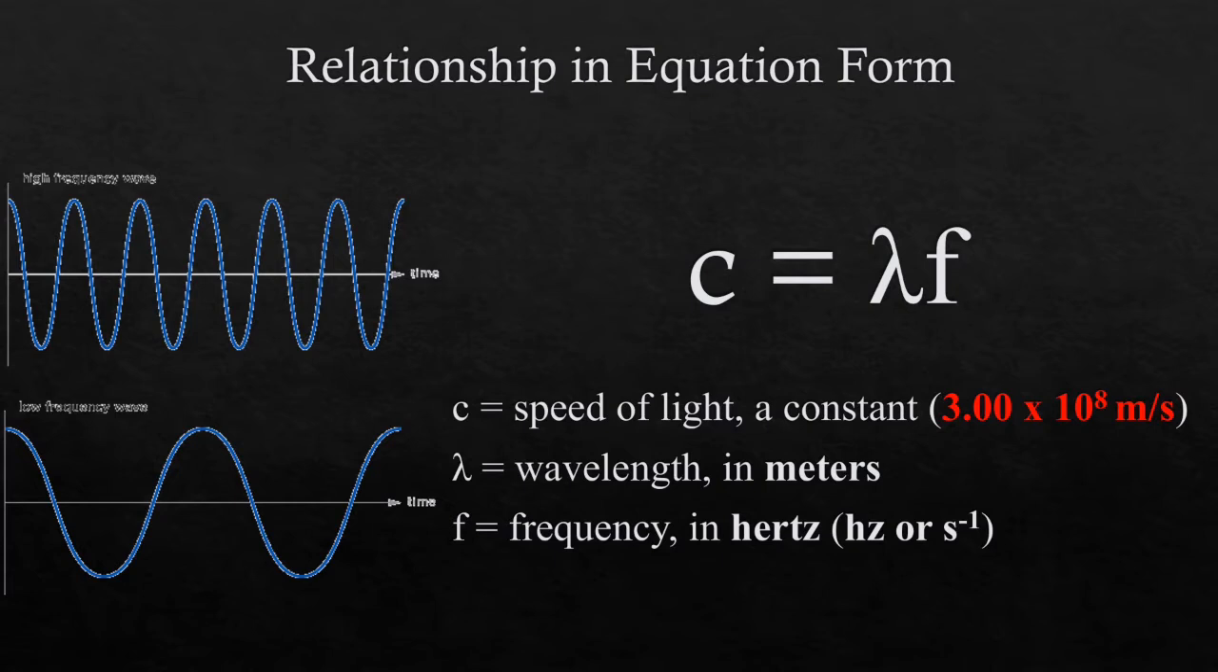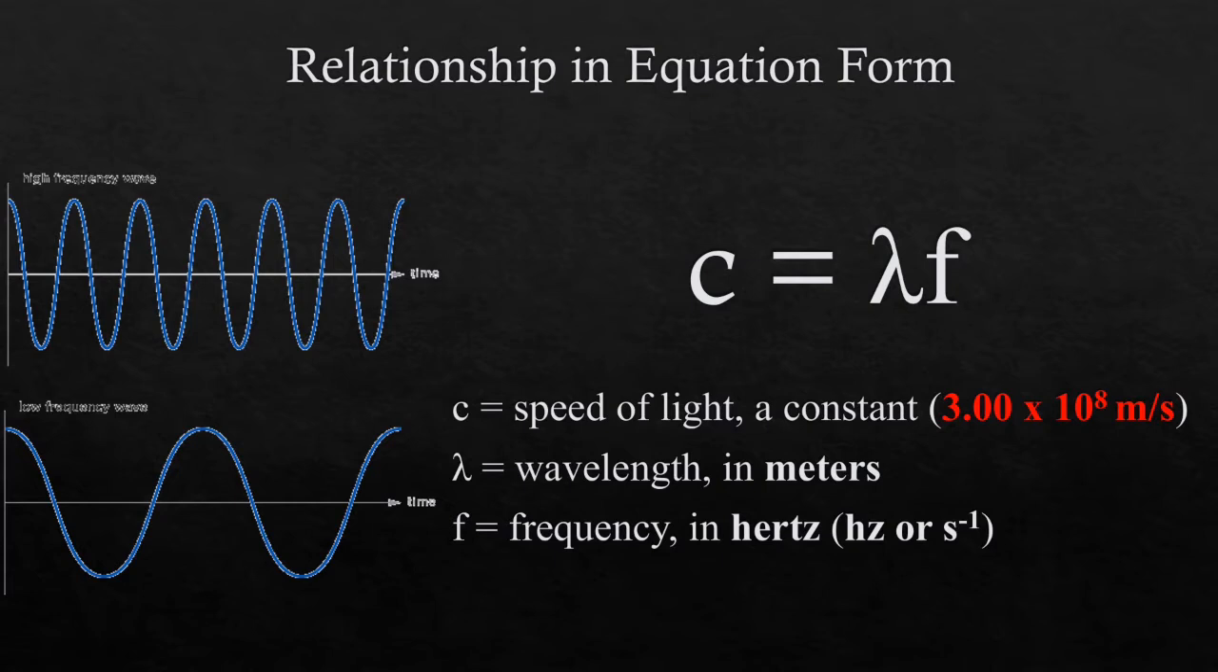Let's relate wavelength and frequency. We have this equation, c equals wavelength times frequency. c is a constant, meaning it will never change. c will always be equal to 3 times 10 to the 8 meters per second.